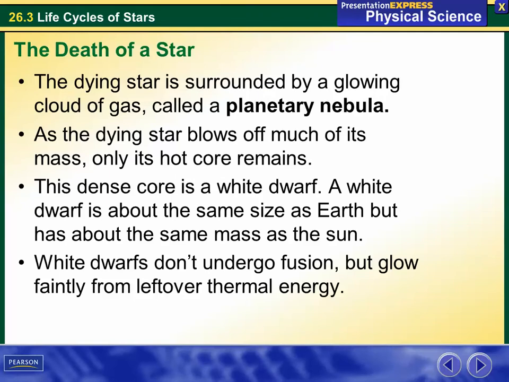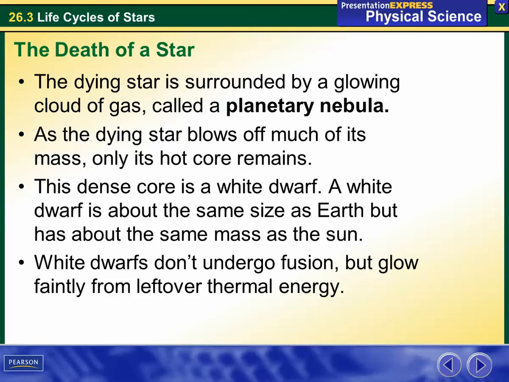The dying star is surrounded by a glowing cloud of gas called a planetary nebula. Again, remember we said as it heats up, energy starts to travel outward from that hot core and spread out, so that could form our planetary nebula. Again, as the dying star blows off much of its mass, only its hot core remains. So everything's kind of being shed from outside. Again, it's collapsed, and then it forms that cloud of all of the mass and the material that have come off from the star.